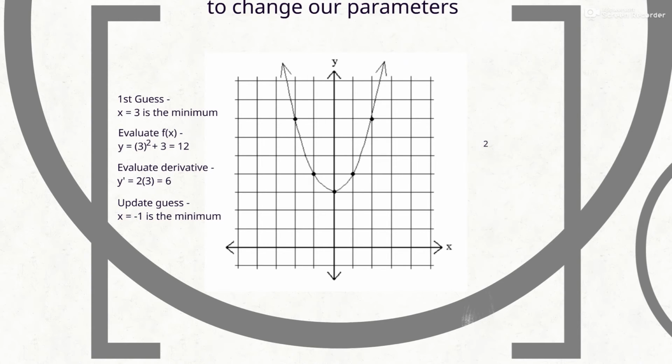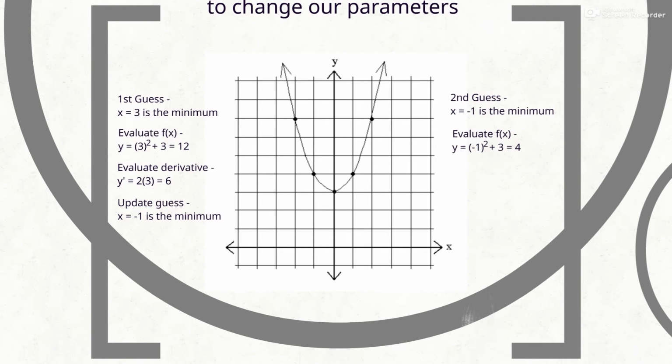And so if we had, for example, a very small learning rate, our guess wouldn't go all the way to the left to -1. We'd go from x equals 3 to maybe x equals 2.999 or something like that, and take very small steps. But let's say, for the sake of this example, that we went all the way to -1. So we are going to evaluate it again. Our second guess, x equals -1, is the minimum. We evaluate, we have negative 1 squared plus 3, that's going to be equal to 4, so we are indeed getting smaller. And we're going to evaluate the derivative.